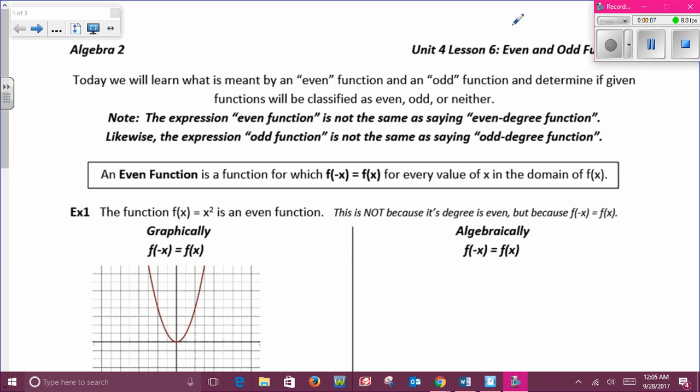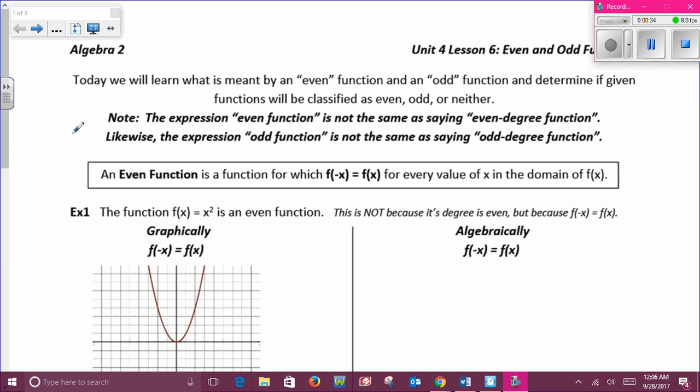So today we're going to determine whether we have an even function or an odd function, and it isn't necessarily called an even function because it's an even degreed function. Likewise, it's not an odd function. Being an odd function is not the same as saying an odd degreed function. There's more to it than just the degree.